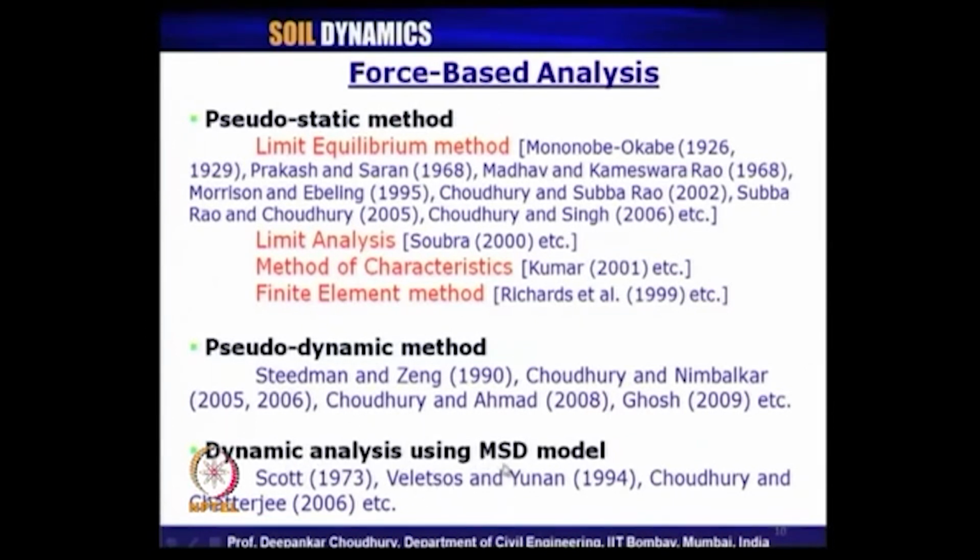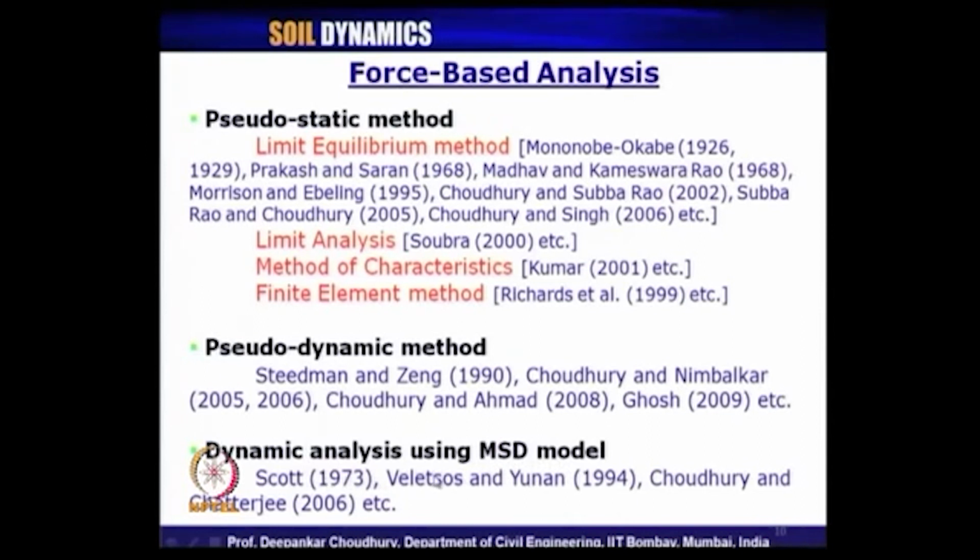Coming to dynamic analysis using the mass spring dashpot model, what we have learnt in this course, researchers like Scott in 1973 proposed, as pioneering research using this model of mass spring dashpot, how to compute the seismic earth pressure or dynamic earth pressure on a retaining wall in the active case. Further, Veletsos and Younan in 1994 again computed the active dynamic earth pressure on a rigid retaining wall, and Chaudhary and Chatterjee in 2006 computed it using a 2 degrees of freedom model.